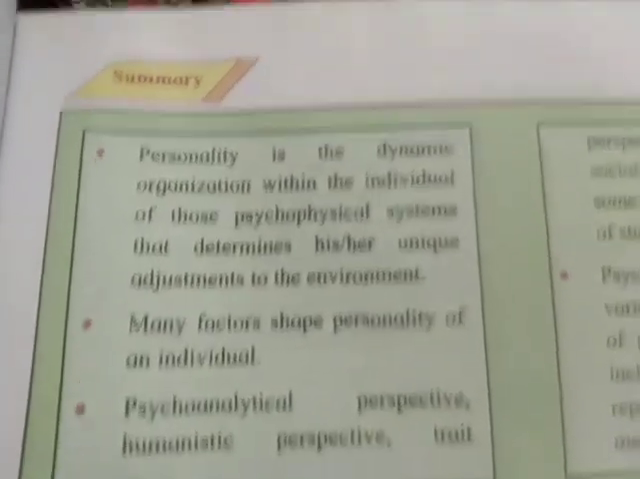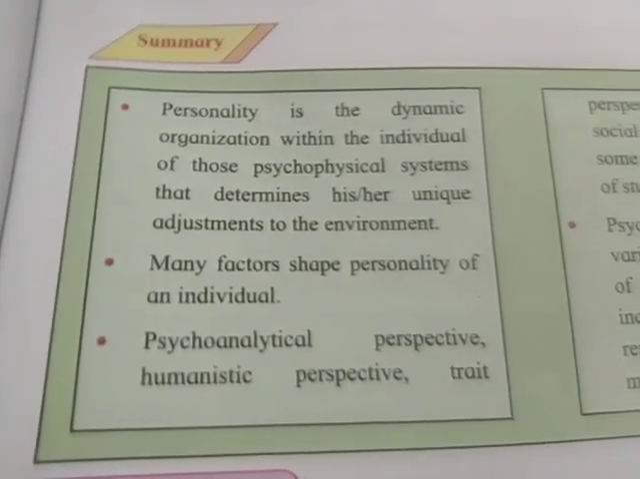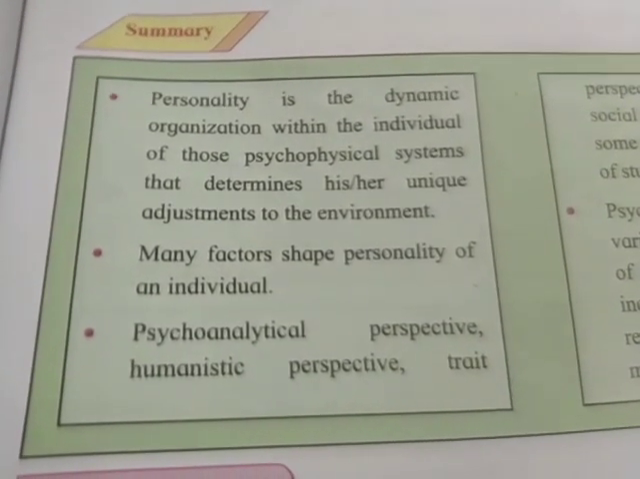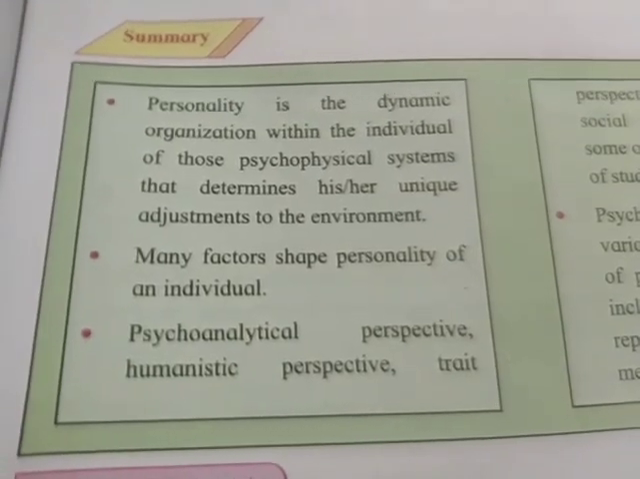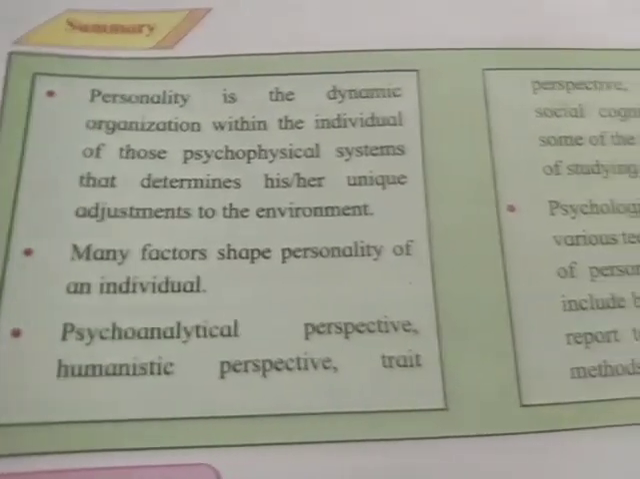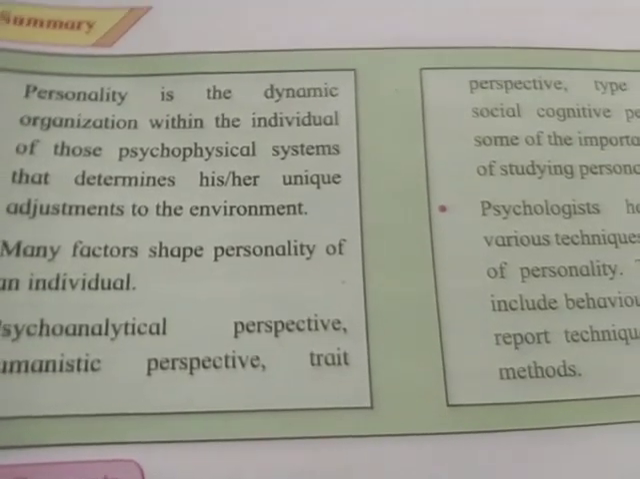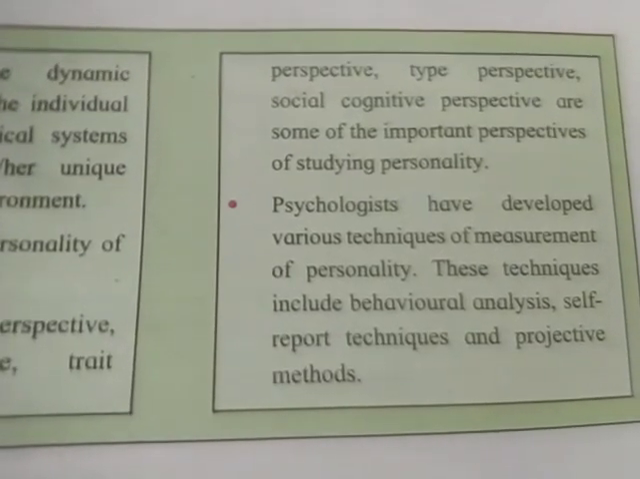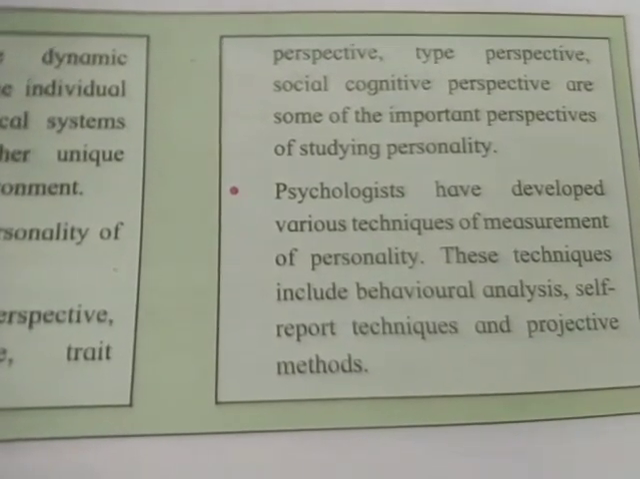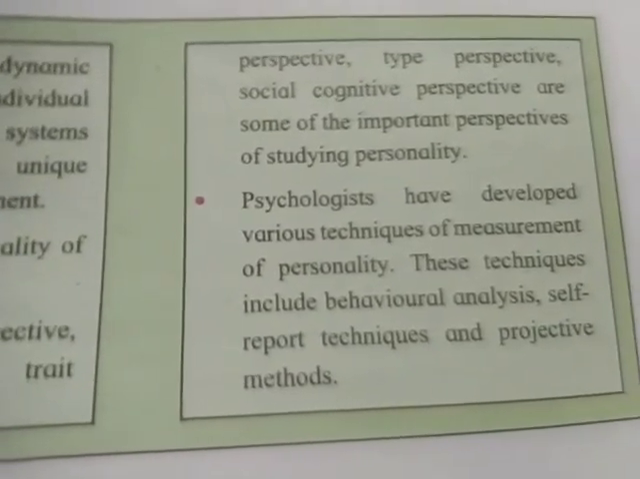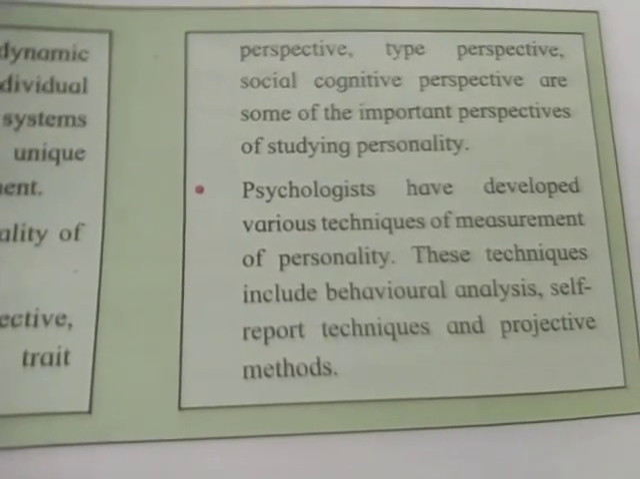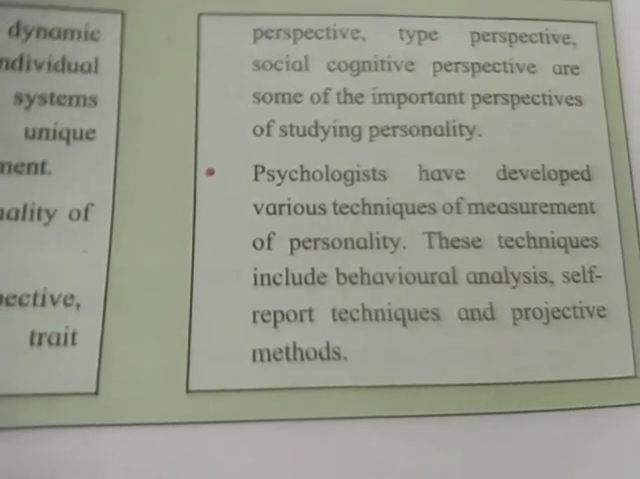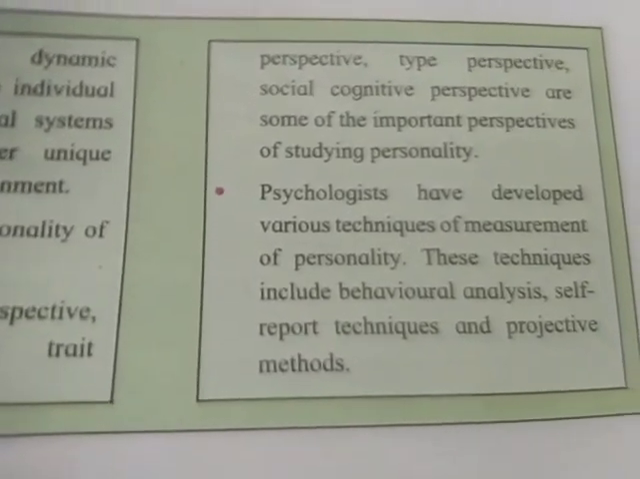Summary. Personality is the dynamic organization within the individual of those psychophysical systems that determine his/her unique adjustment to the environment. Many factors shape personality of an individual. Psychoanalytical perspective, humanistic perspective, trait perspective, type perspective, social cognitive perspective are some of the important perspectives of studying personality. Psychologists have developed various techniques of measurement of personality. These techniques include behavioral analysis, self-report techniques, and projective methods.